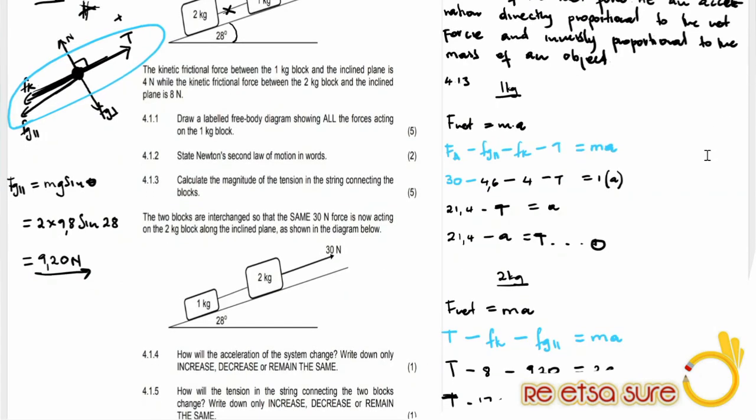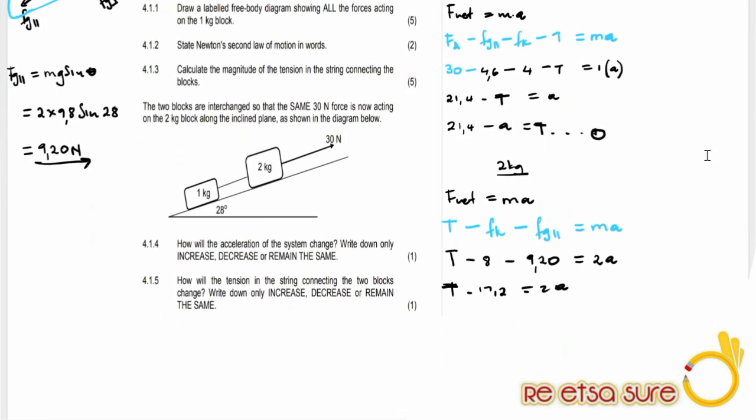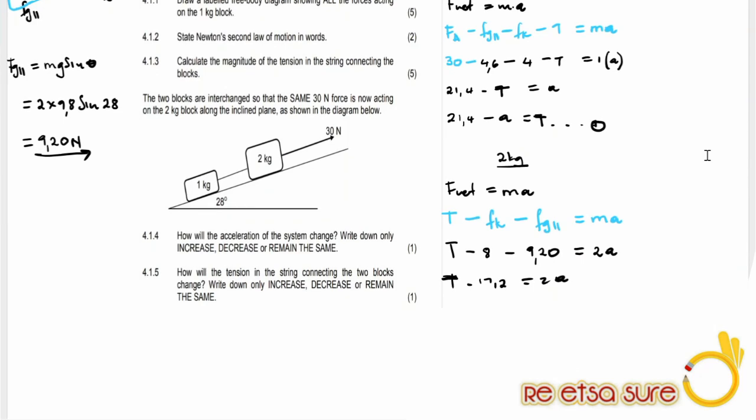Okay, so now guys, let me make T the subject of the formula. So T is equal to 2a. When I transpose negative 17,2 to the other side, it is going to change the sign to positive 17,2. This is my equation number 2.